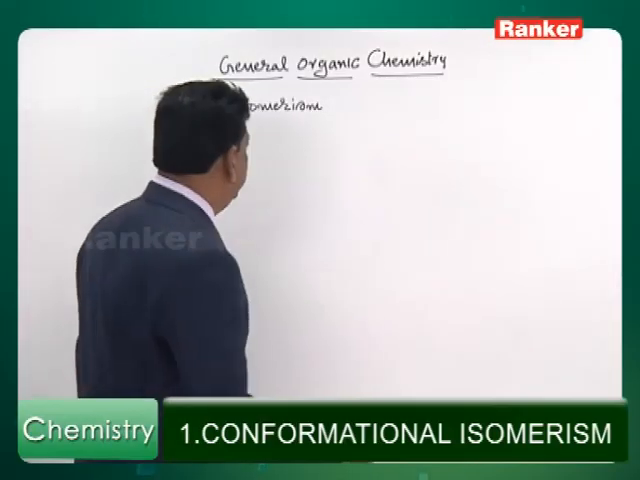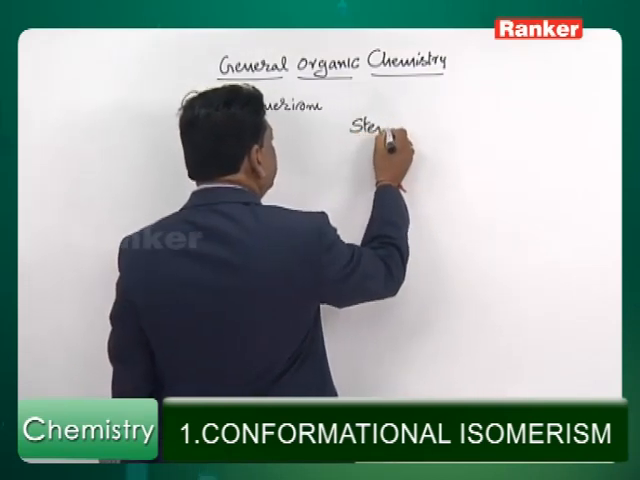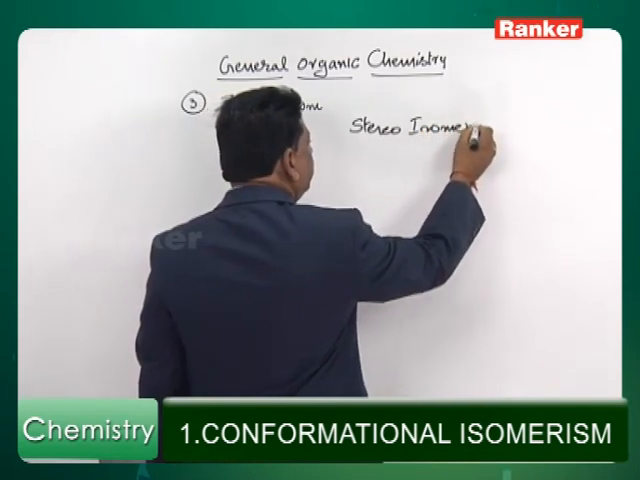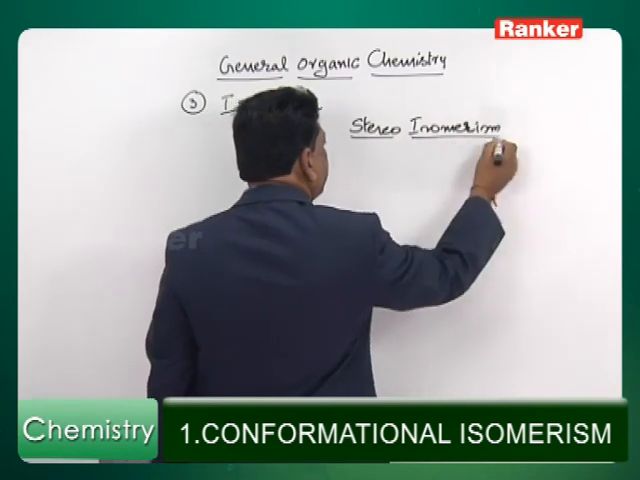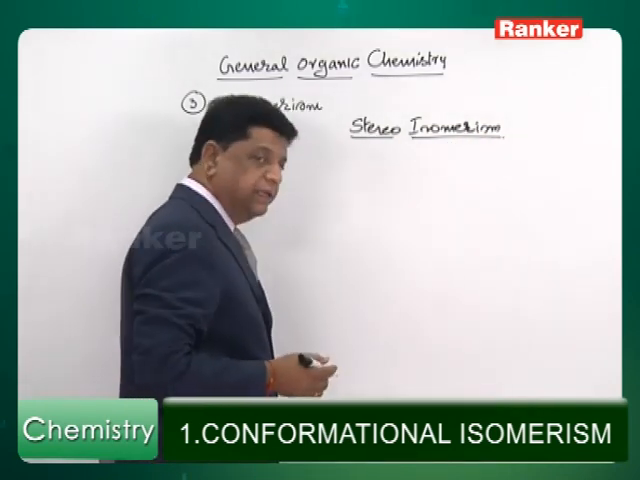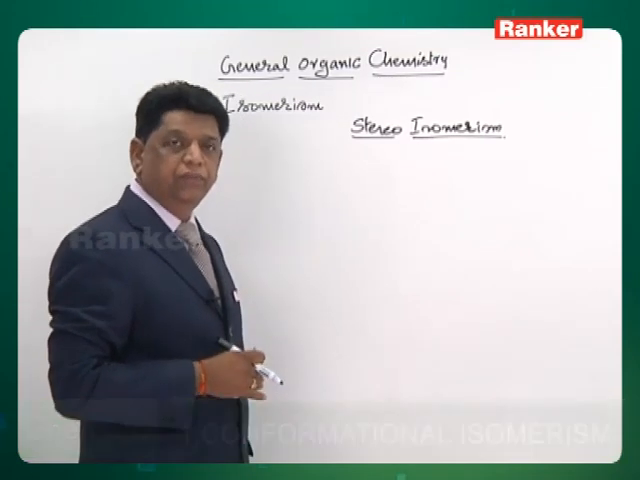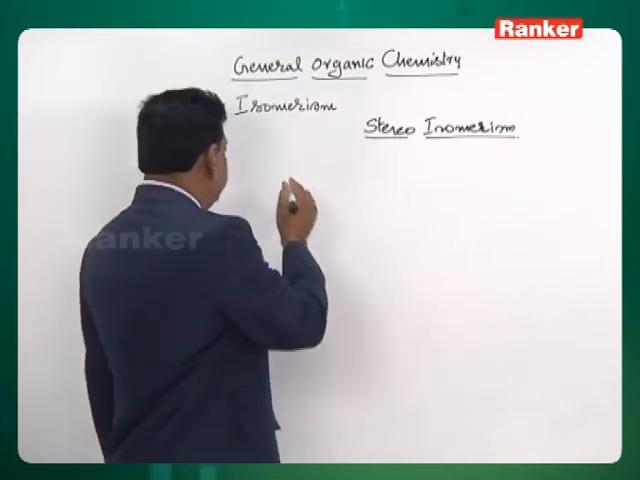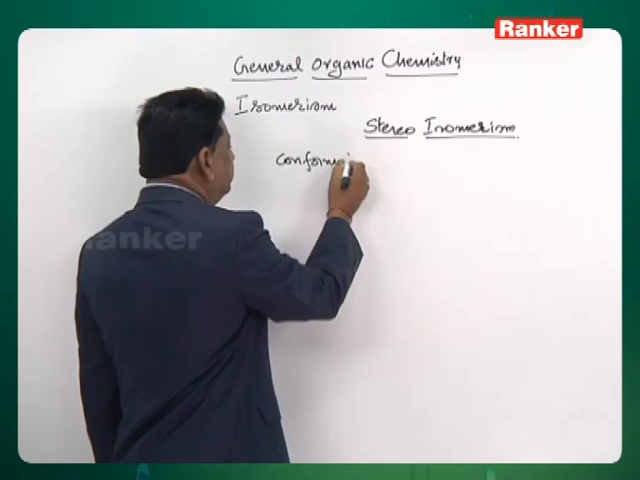So, now let us go to the second part of isomerism, that is stereoisomerism. In stereoisomerism, as I said, there are three parts: conformational isomerism, geometric isomerism, and optical isomerism. The first we will take is conformational isomerism.